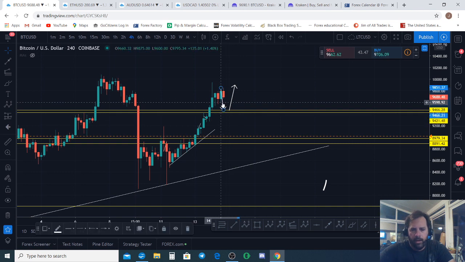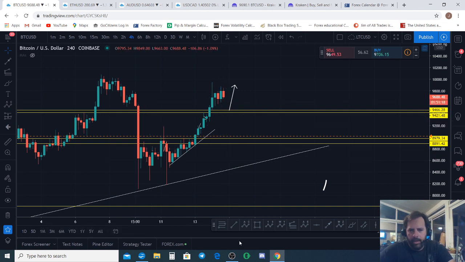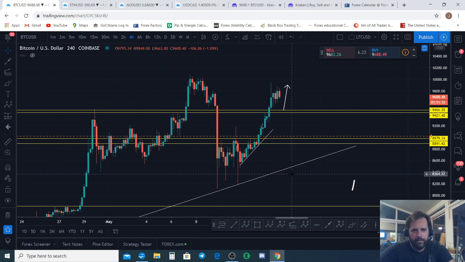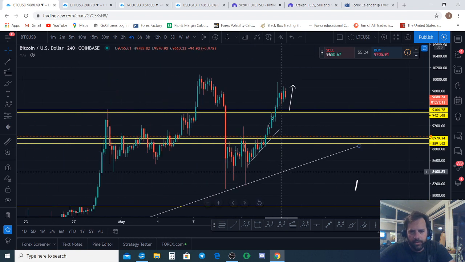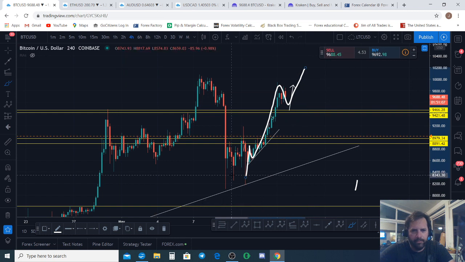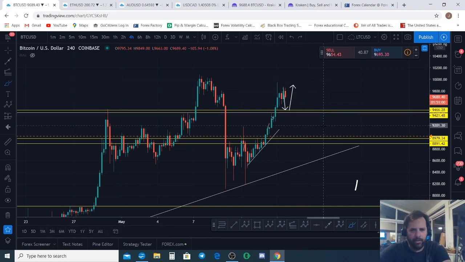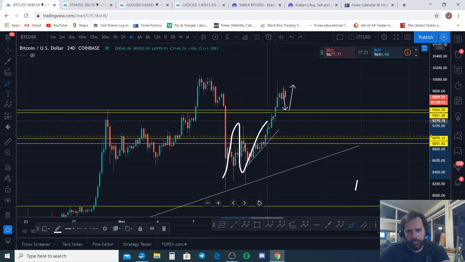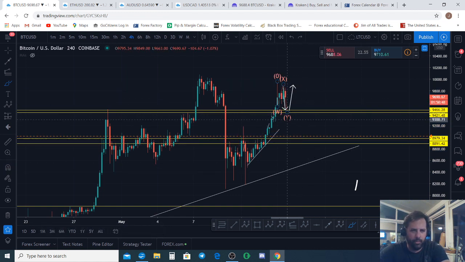So chances are, if this is a five wave move of some kind, we got one, two, three, getting four and five like that. So we're going to come down here, finish the fourth, come up for five, and that would be a five wave move to finish. If this is just a three-wave move like this, we're finished. We've topped, and we're probably going to head down. Wave structure, I don't think is pointing to that though, personally.